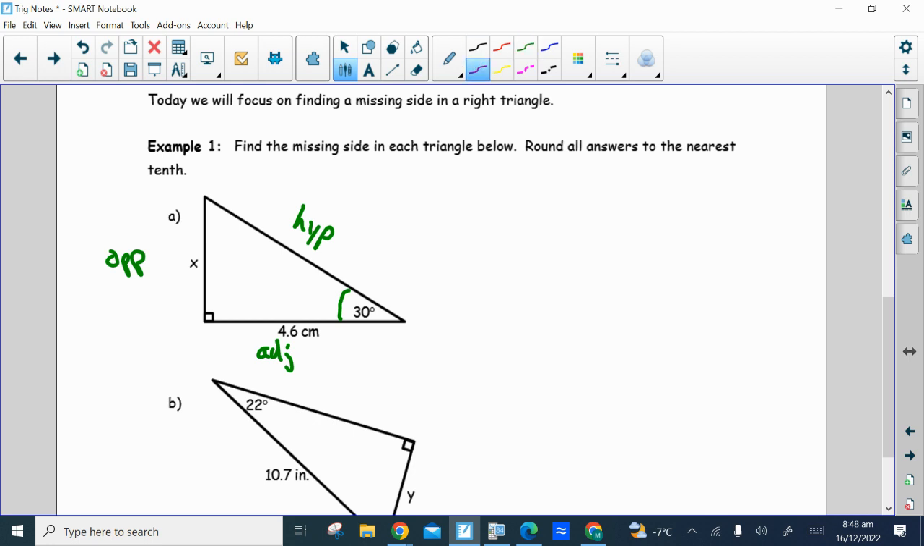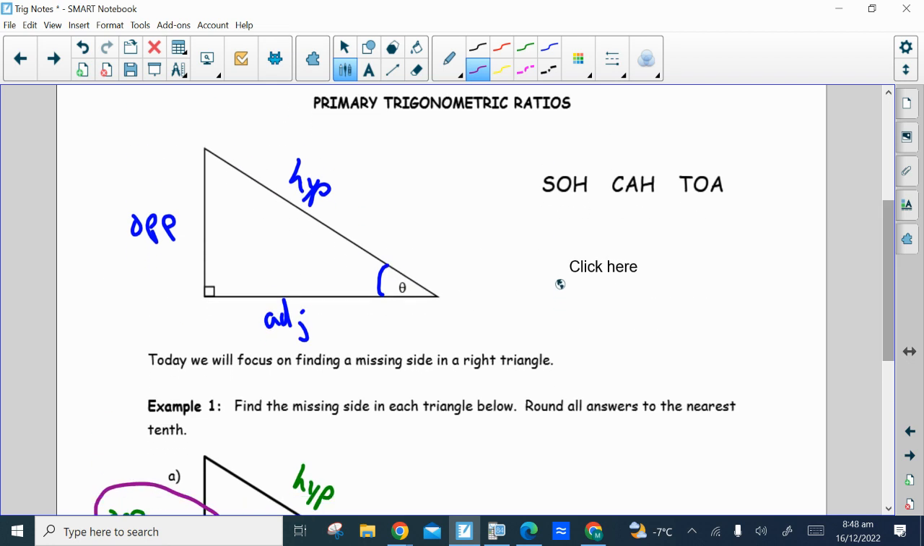Now we have to determine which two sides we're going to use. And we're going to use the sides that we're given as well as the side we're looking for. We're trying to find x, which is the opposite. We're given the 4.6, which is the adjacent. So I'm going to circle those two sides. Those are the two sides that we are going to use here. So we have to look at SOHCAHTOA and see which ratio uses the opposite and the adjacent. And it's the tan ratio. That is the only one that uses opposite and adjacent.